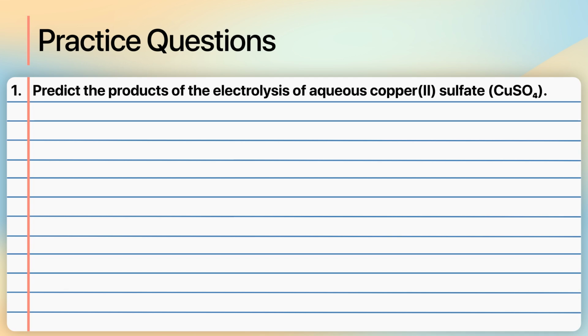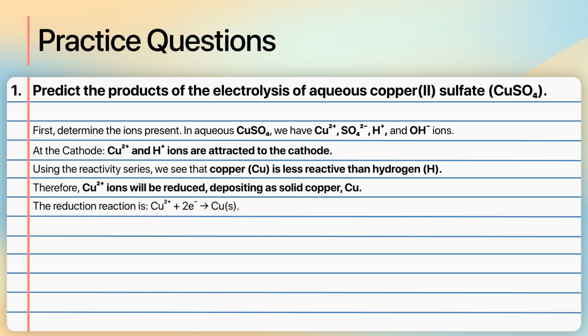Now for the answer. First, determine the ions present. In aqueous copper sulfate, we have Cu2+, SO4 2-, H+, and OH- ions. At the cathode, Cu2+ and H+ ions are attracted to the cathode. Using the reactivity series, we see that copper is less reactive than hydrogen. Therefore, Cu2+ ions will be reduced, depositing as solid copper, Cu.